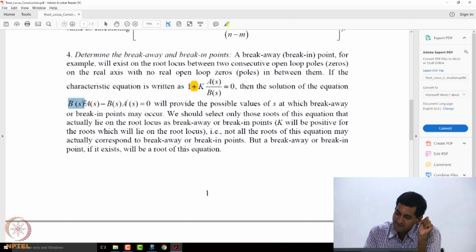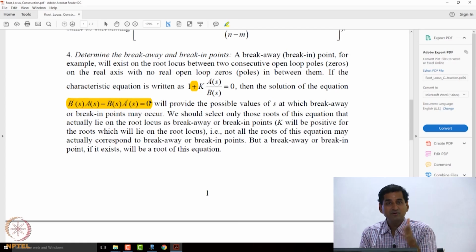This equation remains the same, because you take the derivative for repeated roots, and that condition remains the same. But then the characteristic equation is now 1 minus k a of s divided by b of s. So what we need to be careful about is that although potential breakaway points and break-in points are solutions of this equation, the formula for determining the corresponding k will now become k equals b of s divided by a of s, rather than minus b of s divided by a of s. So that is one change which is going to happen.